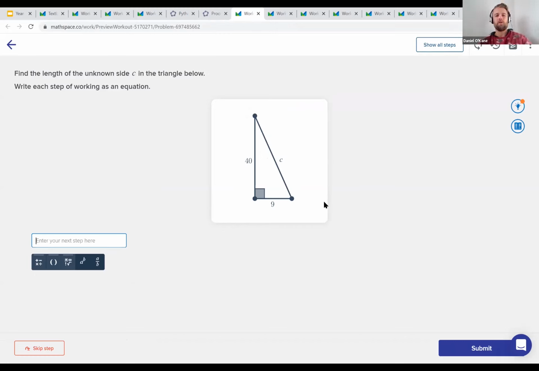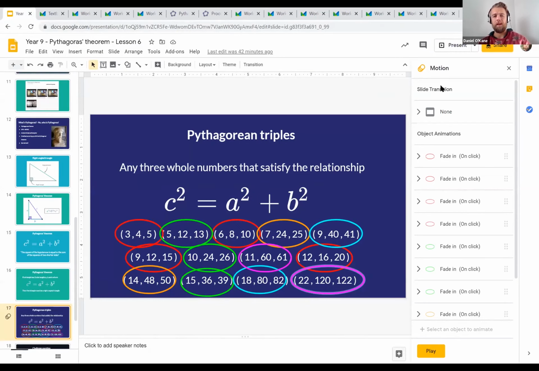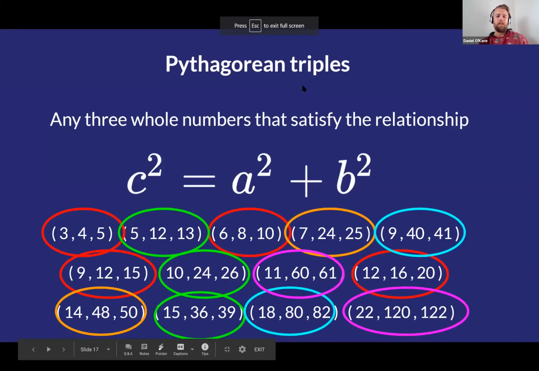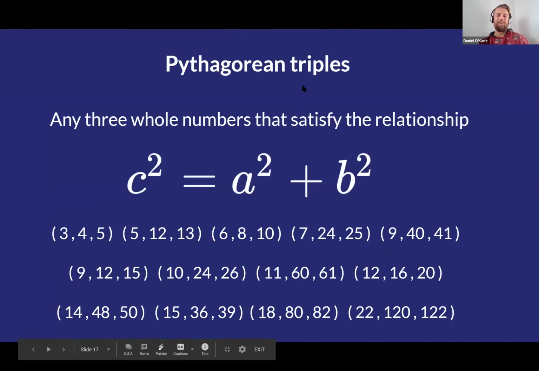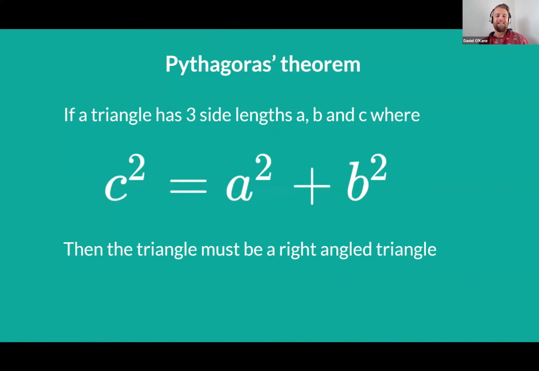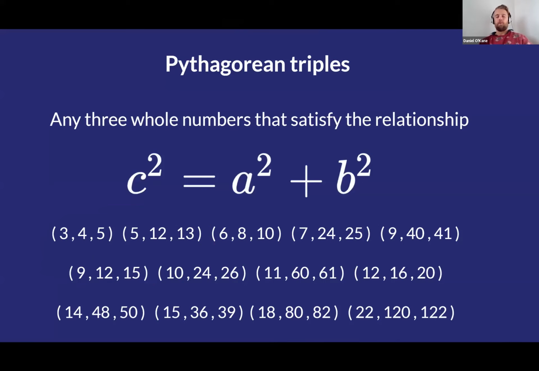Actually, before we do, now would be a good time to talk about Pythagorean triads, or Pythagorean triples, as they're also known. Any three whole numbers that satisfy this relationship are known as a Pythagorean triple.